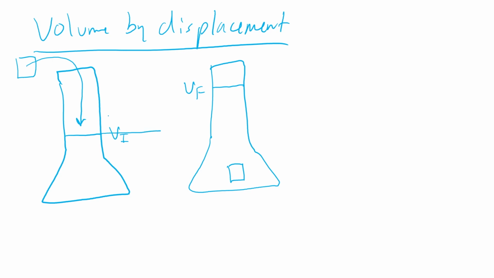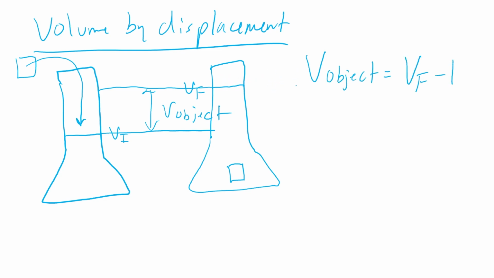So to find the actual volume of the object that we put in there, it is the difference between the final volume and the initial volume. The volume of the object can be found by displacement: final volume minus initial volume. And that is a very common way in density problems that we can figure out the density of a solid object. So let's take a look at a couple of problems.